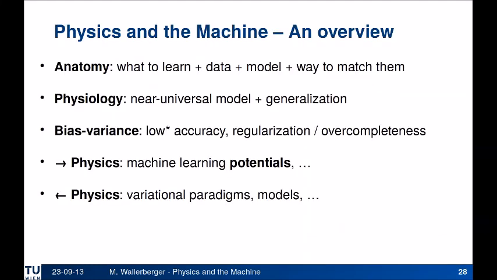I'm sorry I had to rush through the slides. All right, here's just an overview. The anatomy of machine learning is what we learn, the data, the model, and the way to match them. The physiology is that we have a near universal model and the way to generalize it. We always have to navigate the bias-variance trade-off.